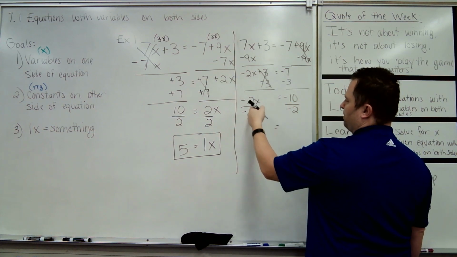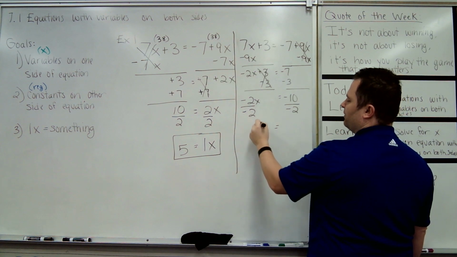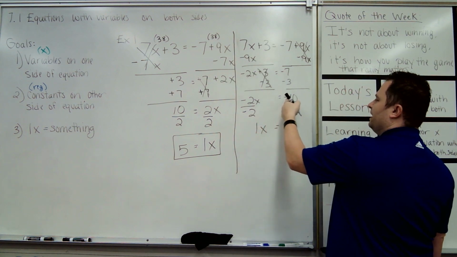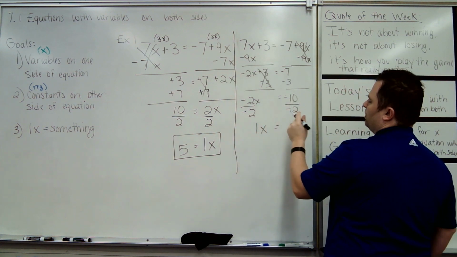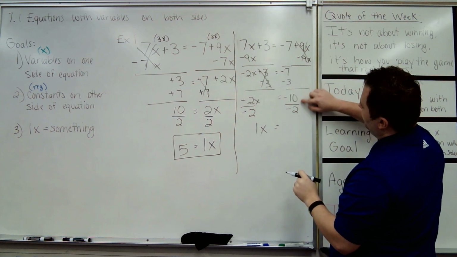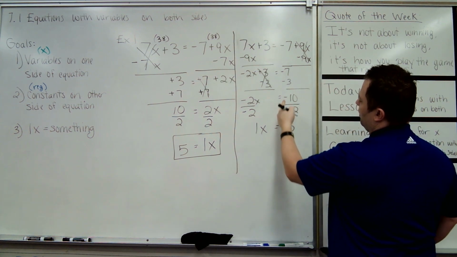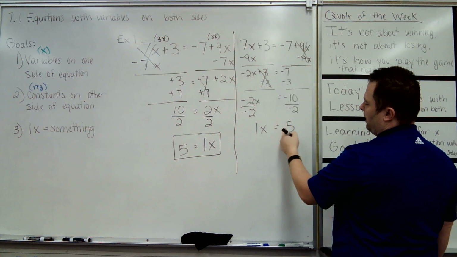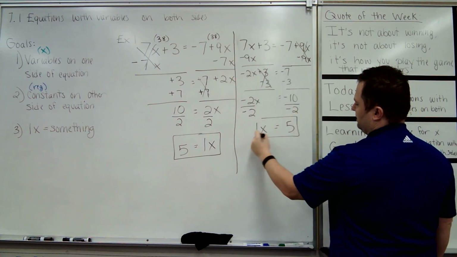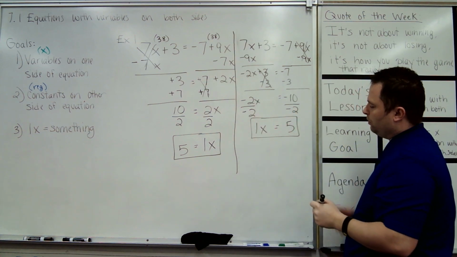If I do, both sides remain equal. Negative 2 divided by negative 2 is 1x. Negative 10 divided by negative 2. Remember our trick, 10 divided by 2 is 5. If the signs are the same, it's positive. This is a positive 5. So this is 1x is equal to 5.